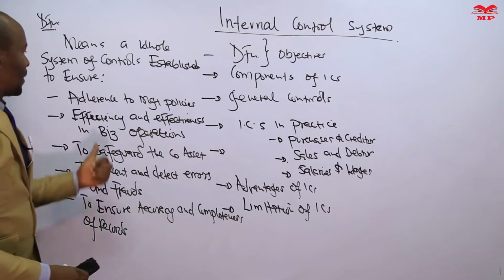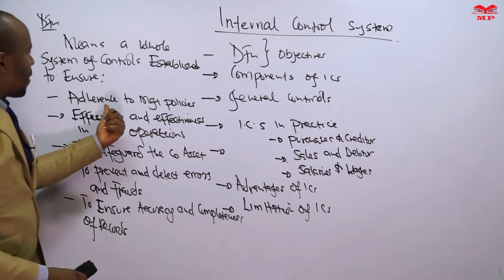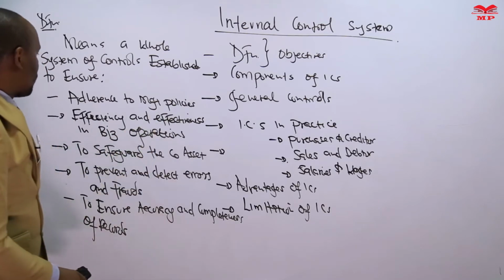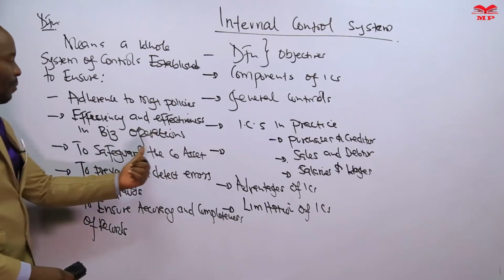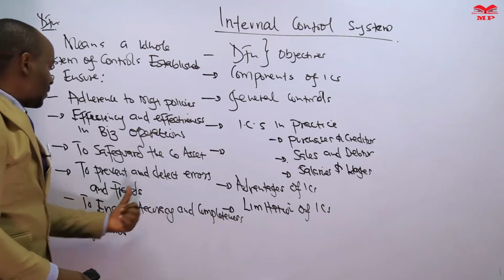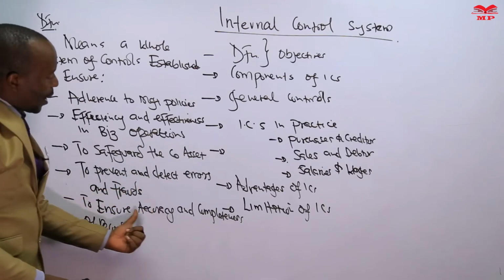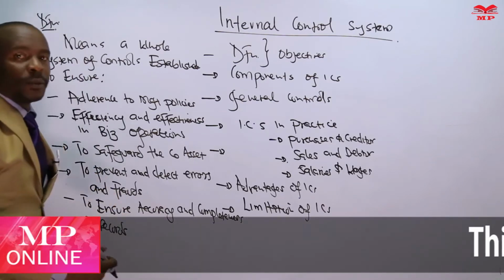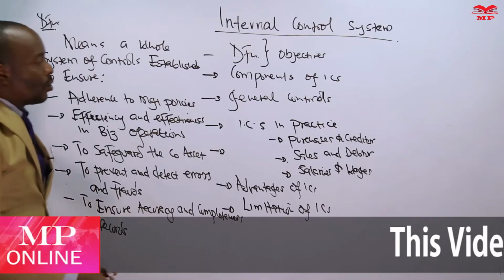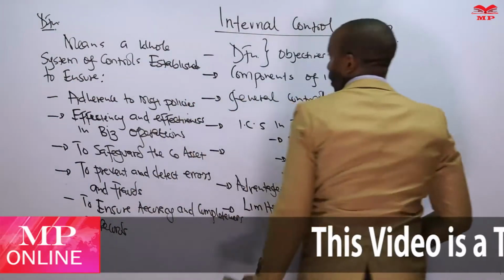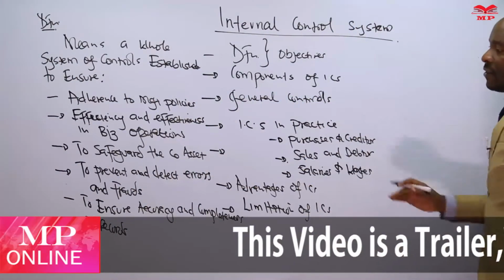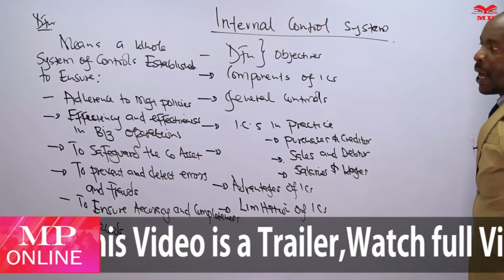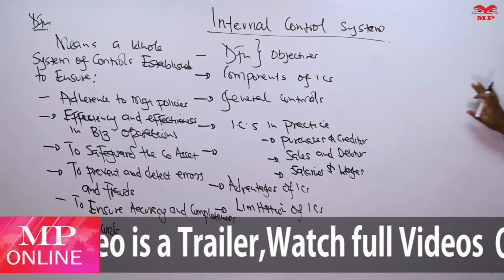So once you know the objectives of the internal control system, which are adherence to management policy, to ensure efficiency and effectiveness of the business operations, to safeguard the company's assets, to prevent and detect errors and frauds on a timely basis, and to ensure accuracy and completeness of the records, the definition becomes easier. Look at my definition. This time, that definition contains the objectives, but I don't want to put it in point form. I'll put it in form of one line or statement.